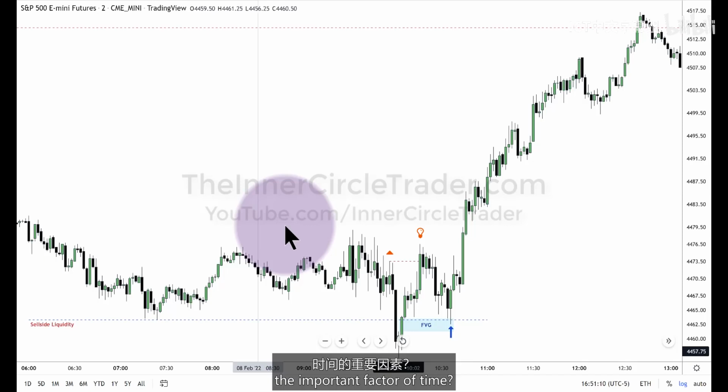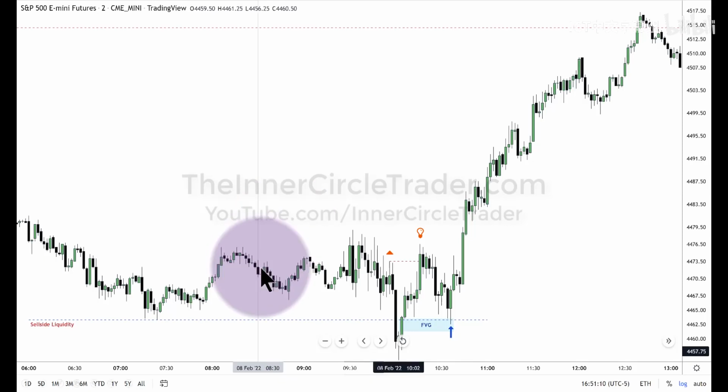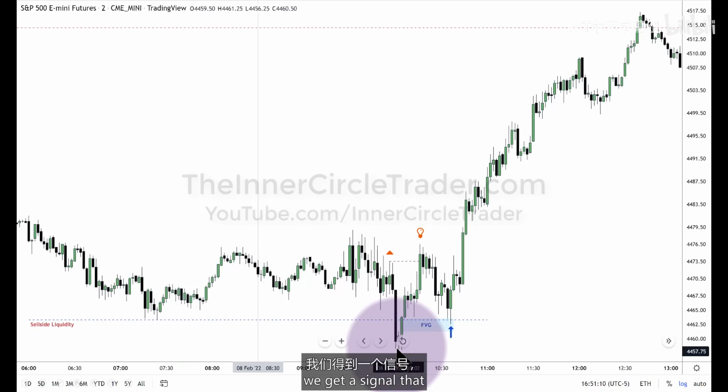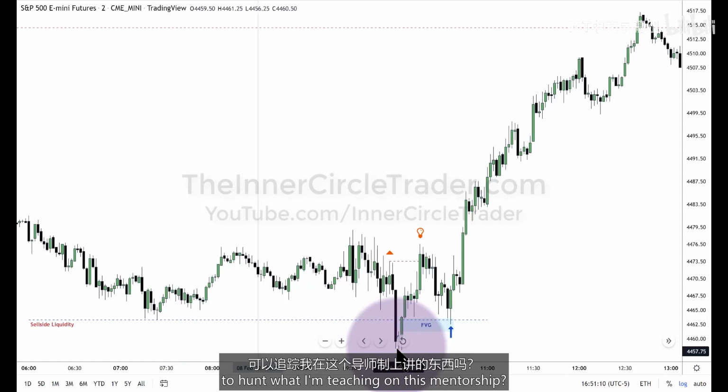What's the important factor of time? 8:30, go to the left. What's the first low? Right there, boom. So there's liquidity below that. It trades below it here. Then wait. Do we get a signal that allows us to hunt what I'm teaching you in this mentorship?